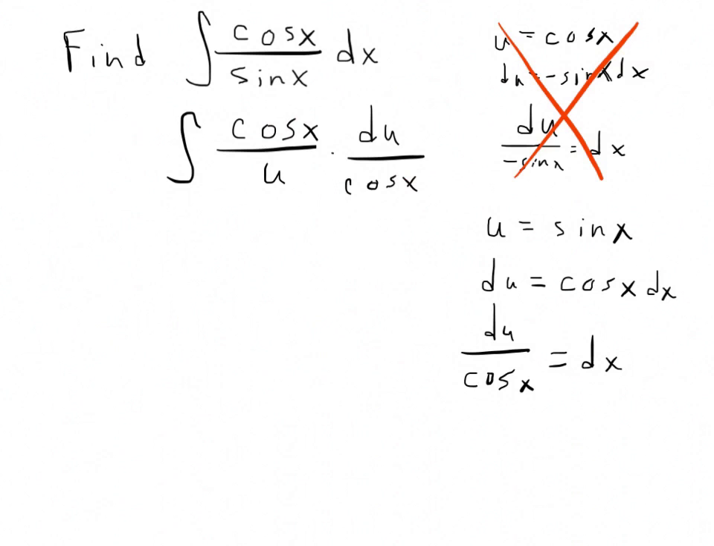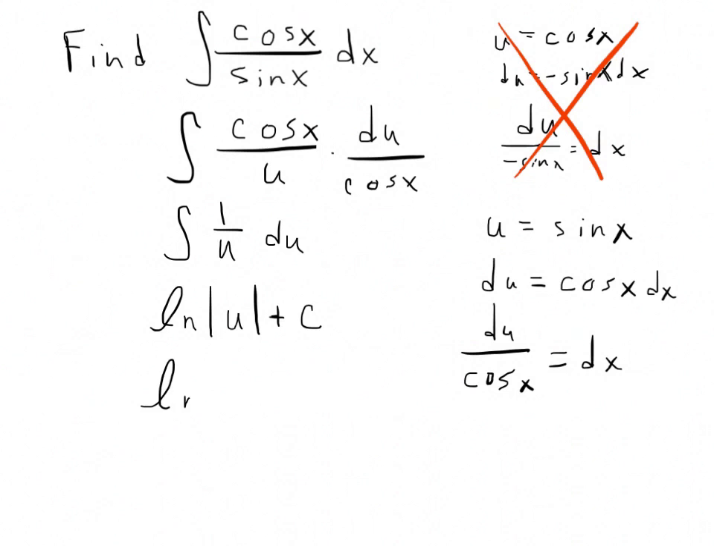Notice the cosine x's cancel out. I'm left with the integral of 1 over u du, right? And that integral of 1 over u is the natural log of the absolute value of u plus c. And now what was that u? That u is sine x plus c. And there's our answer.